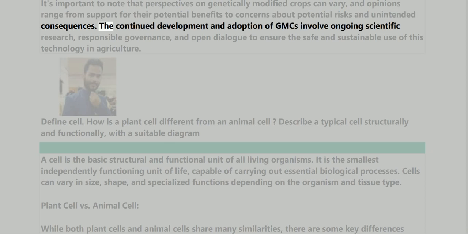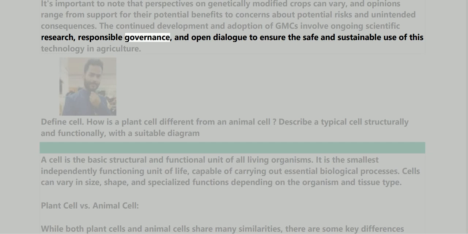The continued development and adoption of GMCs involve ongoing scientific research, responsible governance, and open dialogue to ensure the safe and sustainable use of this technology in agriculture.